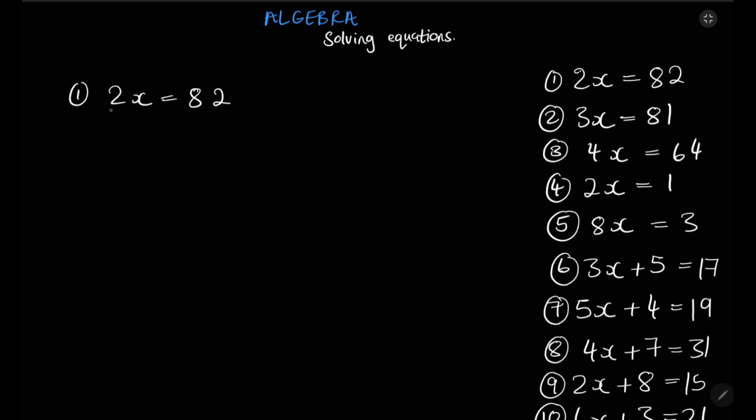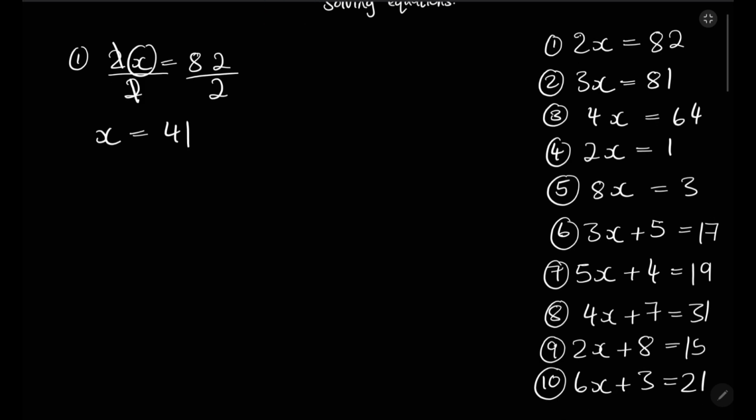So to show you guys this, you have to divide the left-hand side by 2, but what you do on the left-hand side, you do on the right-hand side. So you also have to divide the right-hand side by 2. This cancels with that, and you're left with x. So you write x is equal to 82 divided by 2. 82 divided by 2 is 41. That is how we solve for x.